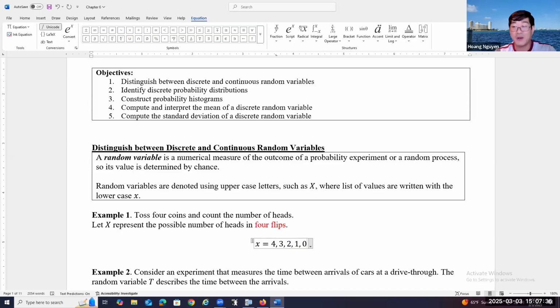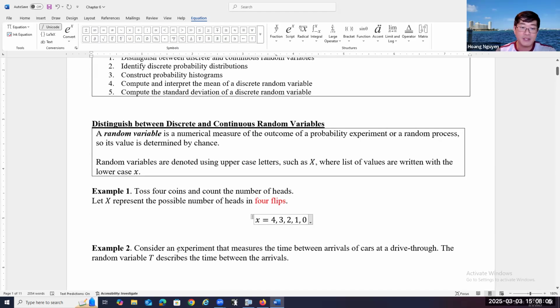I just listed them in decreasing order; you might rearrange them in ascending order. So x could be 0, x could be 1, x could be 2, x could be 3, x could be 4. Keep in mind, X is the number of heads in the 4 flips. We only do 4 flips, so the maximum number of heads is 4. That's the random variable.